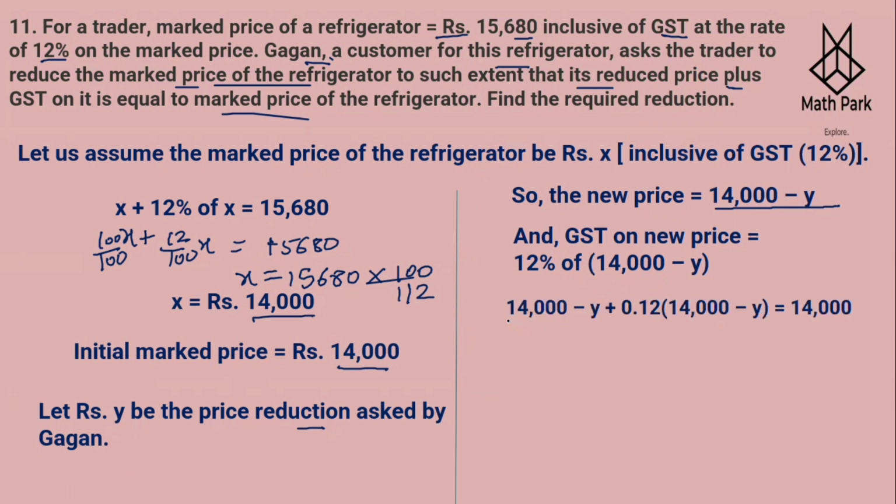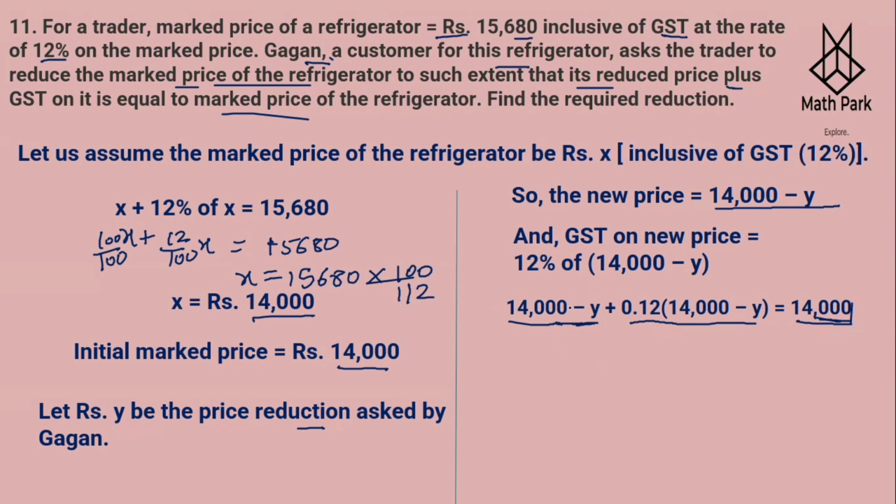So the price, that is MRP minus Y, this is what is going to be the price. And on this, the GST is going to be added, which is 12% of this. And the total price has to be this. So the customer Gagan wants the mark price to include the GST as well. So he wants 14,000 to be there. So the new price for him is going to be 14,000 minus Y. He's asking for this Y reduction, and he's going to pay the 12% tax. So 12% is 12 by 100, which is 0.12. And this should be 14,000.